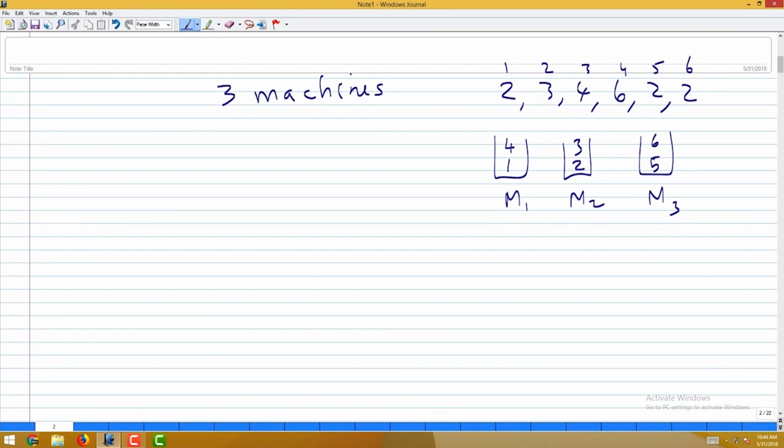Okay. And what is the make span here? What is the maximum time spent by any machine? That is what is called 8. Where is it? M1, because I am assigning 1 and 4. So, that is 2 plus 6. So, that make span is 8.